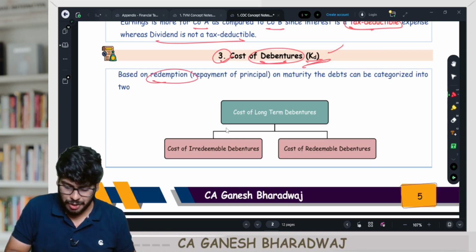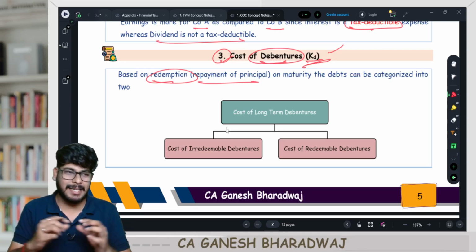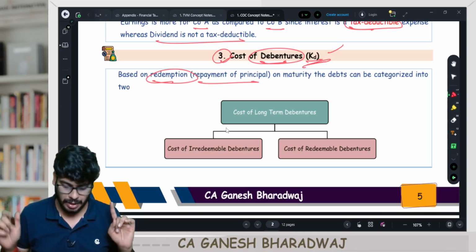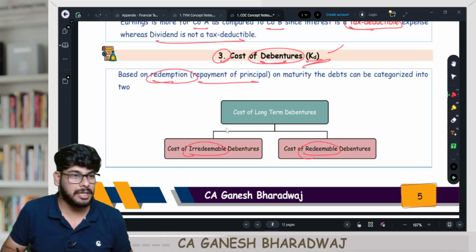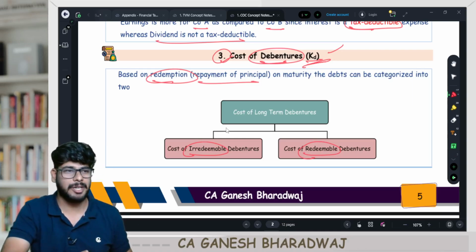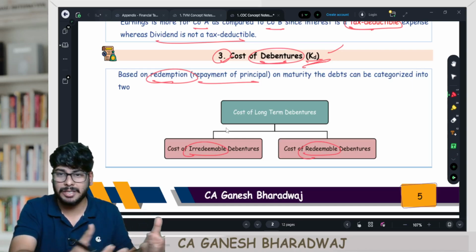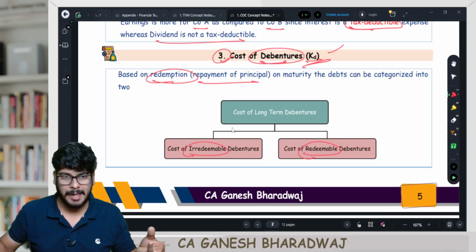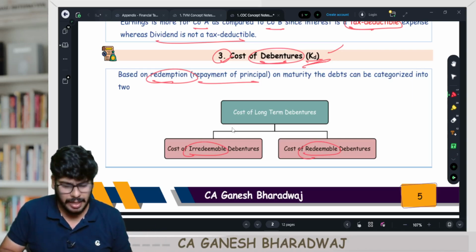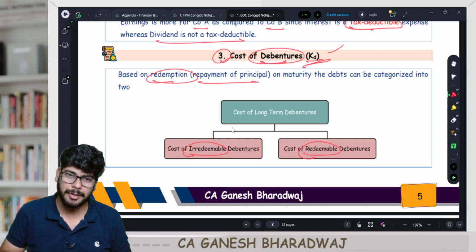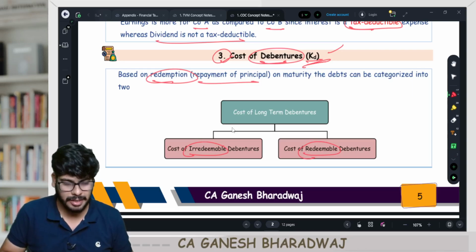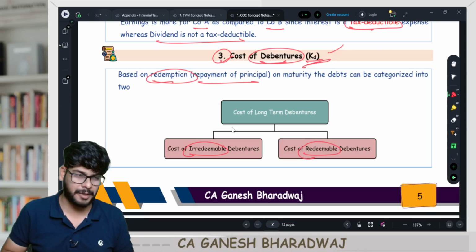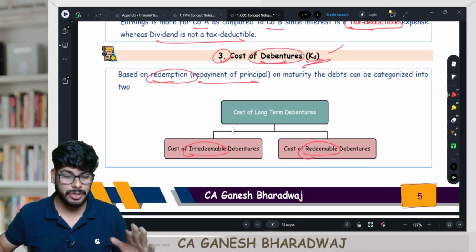So based on the redemption or repayment of principal on maturity, debts or debentures can be classified into two: irredeemable debentures and redeemable debentures. We saw in the time value of money concepts, right? We saw some numerical problems. Some debentures were irredeemable, some debentures were redeemable. We solved some sums based on some instruments for equity, preference, and debt. Now, debentures can be irredeemable in nature. Debentures can also be redeemable in nature. By the way, in India, can a company issue irredeemable debentures? The answer is yes, it is allowed. You need to take some special permissions, but then it is allowed. Clear? So irredeemable debentures are also allowed.